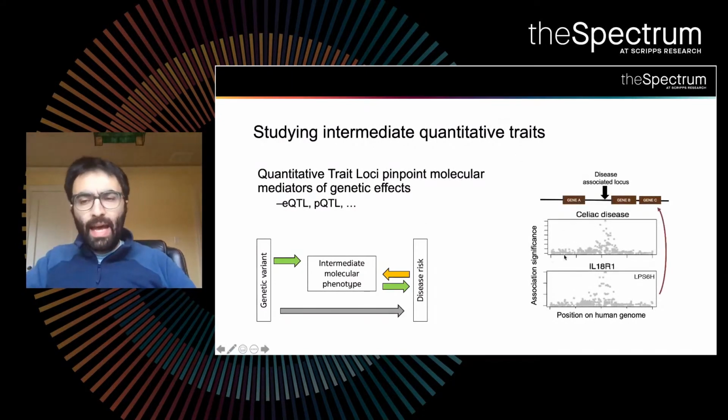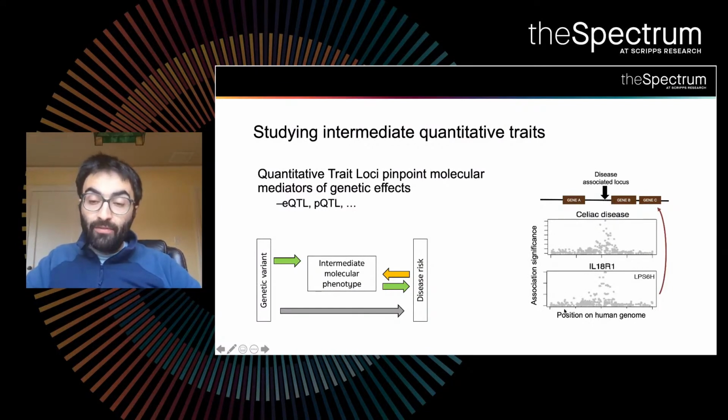For example, let's say this is the statistical significance of association for celiac disease, and this is the genome, and maybe this is an area that has something to do with this disease. On its own, it's very cryptic. Maybe this area is somewhere here. You don't know how it works.